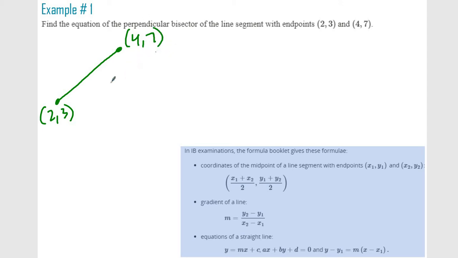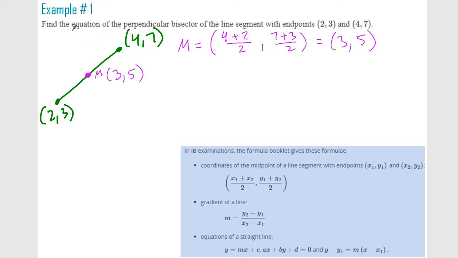Now I want to find the perpendicular bisector. So first thing I need to do is find the midpoint. The midpoint is just the average of the 2 points. So average of the x's, 4 plus 2 over 2. Average of the y's, 7 plus 3 over 2. So we get 6 over 2, so 3, and then 10 over 2, 5. So the midpoint is at 3, 5.